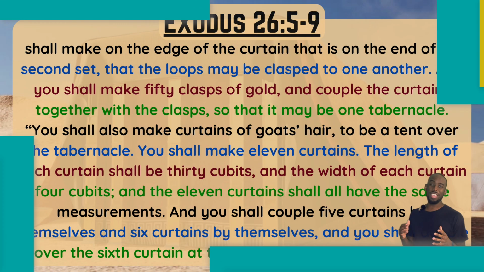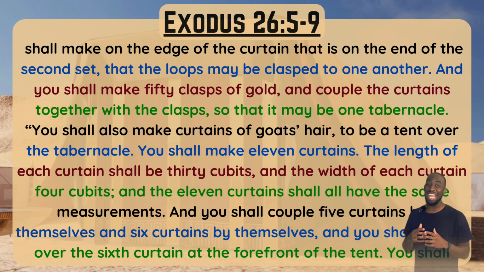I'm sorry. Let's get back to Yah's word. So to be a tent over the tabernacle, you shall make 11 curtains. So 11 curtains make up this tent. This is kind of big. This is huge. The length of each curtain shall be 30 cubits, and the width of each curtain 4 cubits. And the 11 curtains shall have the same measurement. And you shall couple 5 curtains by themselves and 6 curtains by themselves, and you shall double over the 6th curtain at the forefront of the tent.